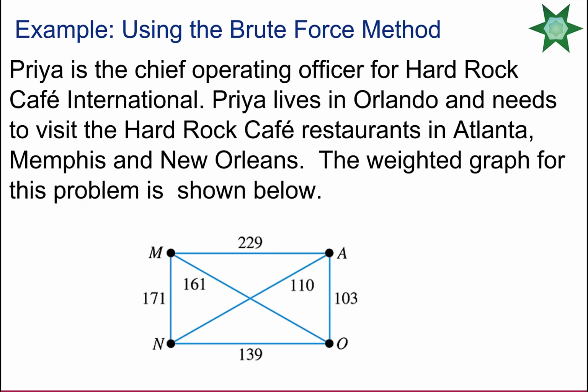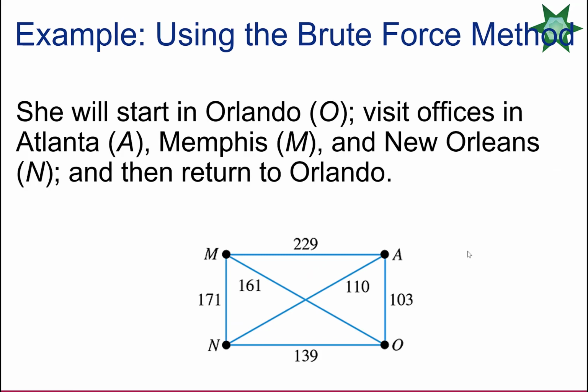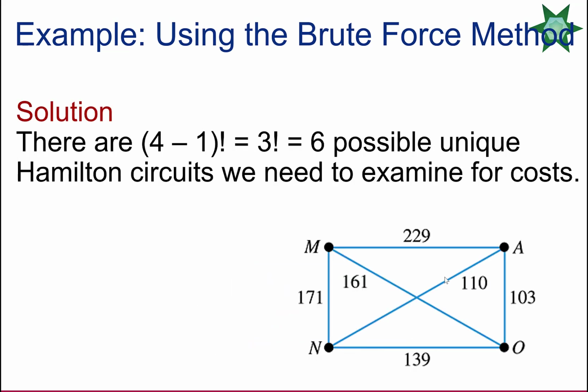Priya lives in Orlando and needs to visit Hard Rock Cafe restaurants in Atlanta, Memphis, and New Orleans. The weighted graph for the problem is shown below, and these are the costs of the flights between the various cities. She will start in Orlando because that's where she lives, and she has to visit those other cities. So there's a total of 4 vertices we see here.